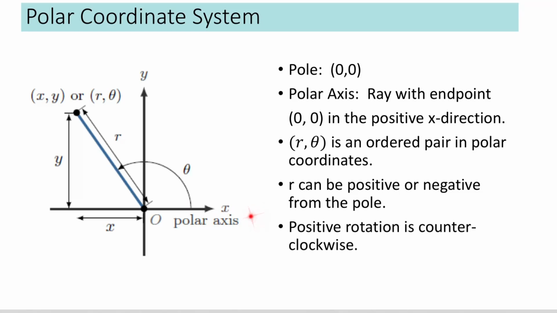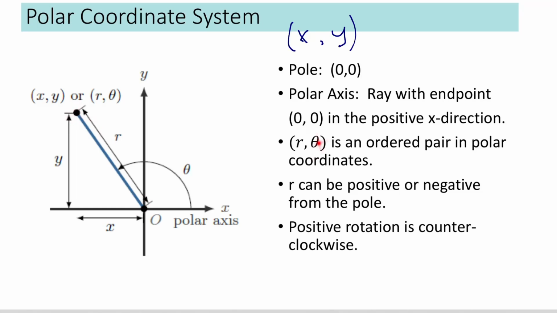Polar axis. All right. A point r, theta is an ordered pair in polar coordinates, just like in Cartesian coordinates, the point x, y is an ordered pair. So you have two coordinates, the r coordinate and the theta coordinate. If I look over here in my picture, this is my pole. My r coordinate is the distance out to my point from the pole. So this is my r. That's my first coordinate, the distance from the pole out to my point.